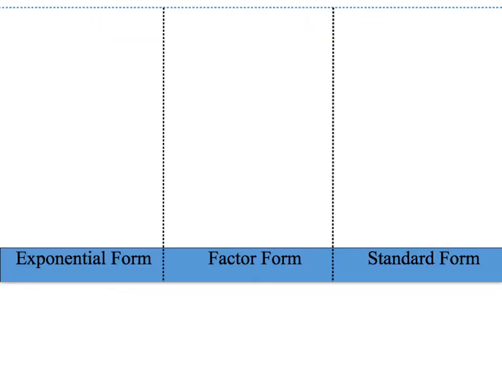So when we solve these problems, they're going to ask us to write them in 3 different forms. The first form is called exponential form. And what that means is they're going to give us a base and an exponent. So in this problem, the 10 is my base and the 3 is my exponent. Notice exponential form has an exponent in the answer.